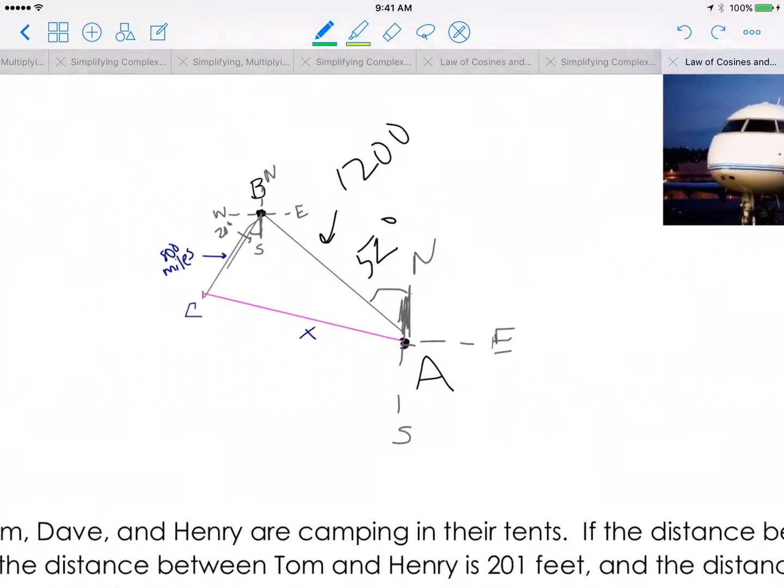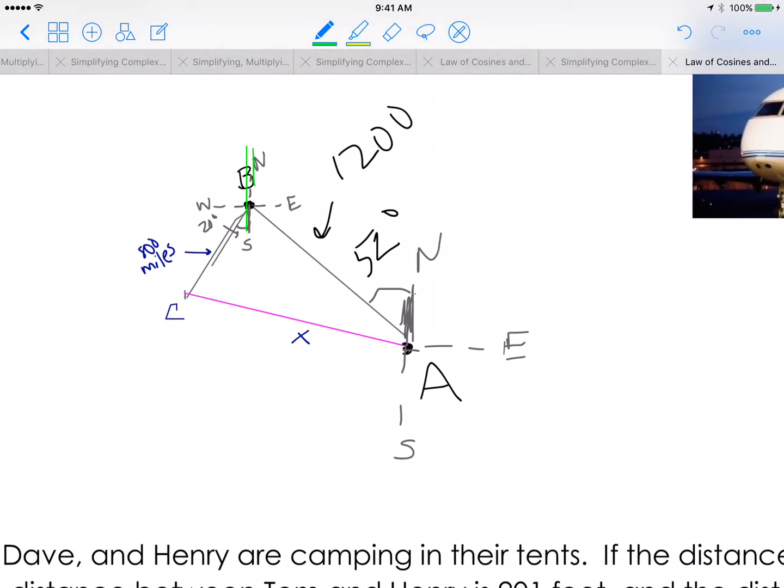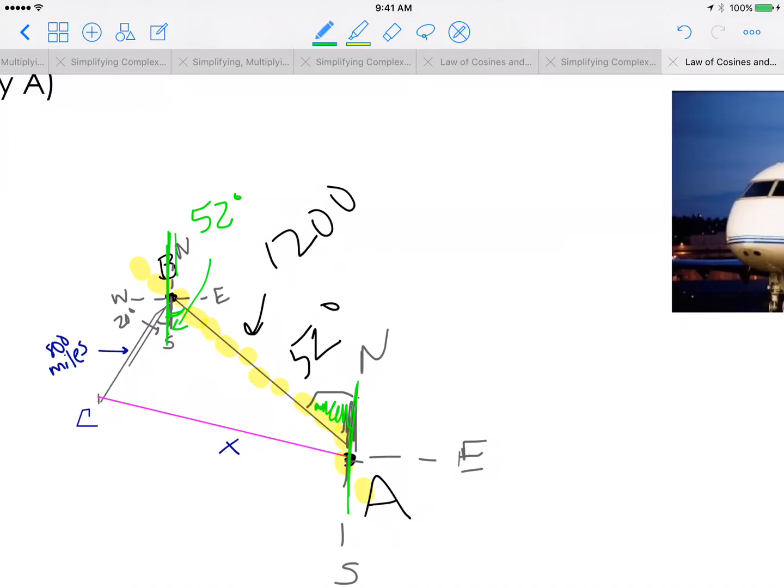as this north and this north, north is north, it's going to be a straight line. So notice that this 52 degrees and this right here are cut by this transversal line. So we can say that this neon green angle is also 52 degrees because they're alternate interior angles. So I'll write that down.